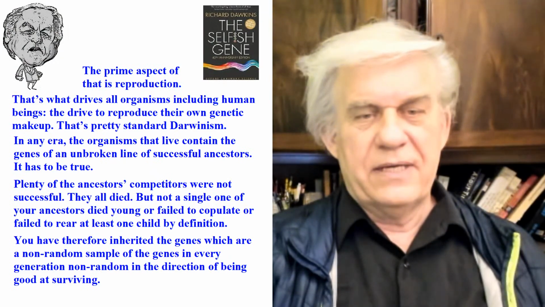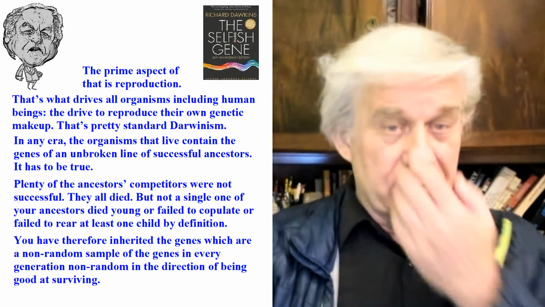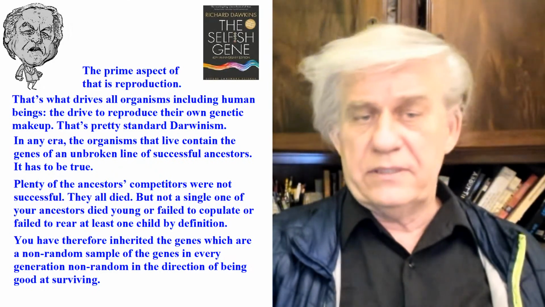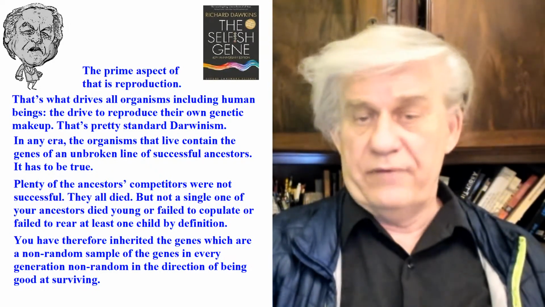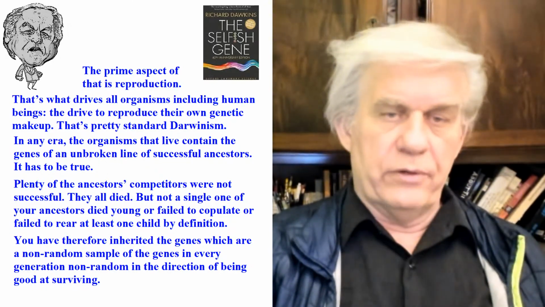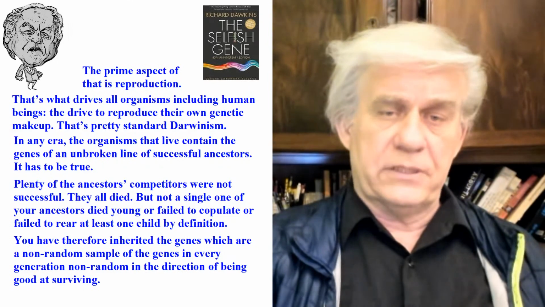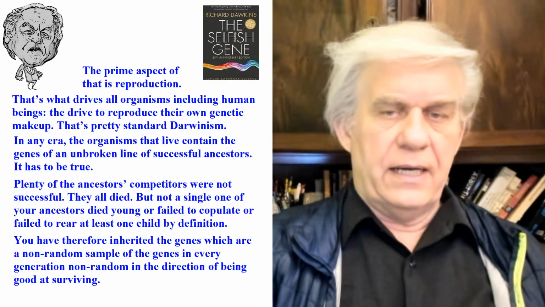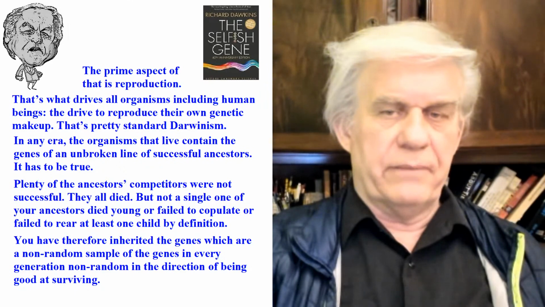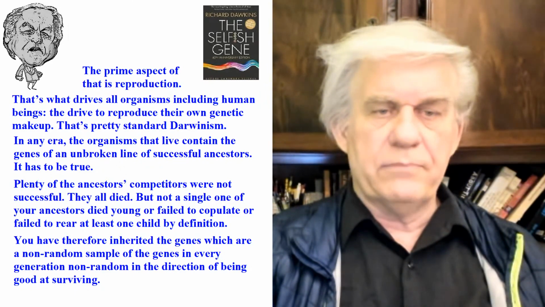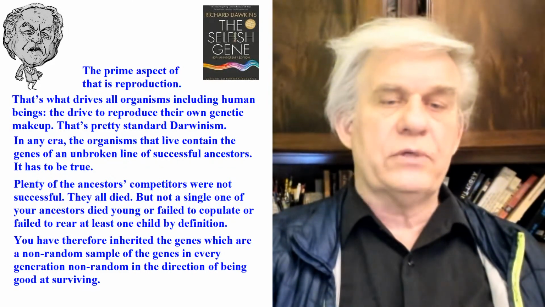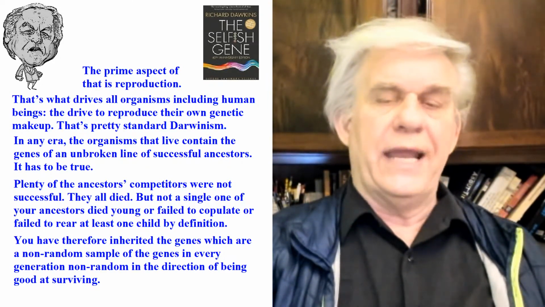Okay, he wrote a book called The Selfish Gene, in which he essentially outlines some of his ideas on evolution. He says that's what drives all organisms, including human beings. The prime aspect of evolution is reproduction, he says. That comes from Darwin, right? So what drives all organisms, including human beings, is the drive to reproduce their own genetic makeup, okay? Sounds like he's interpreting there, but if that's his interpretation, fine, no problem. That's pretty standard Darwinism. In any era, the organisms that live contain the genes of an unbroken line of successful ancestors. It has to be true.